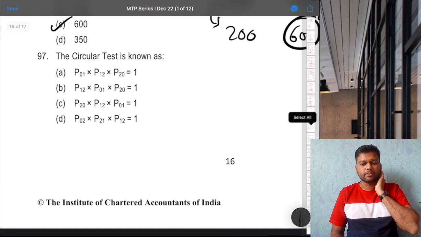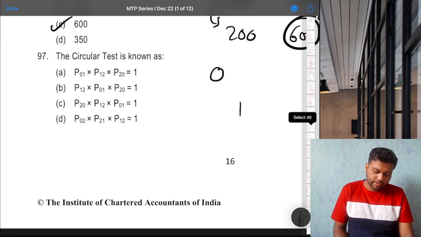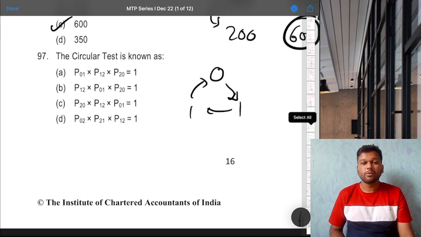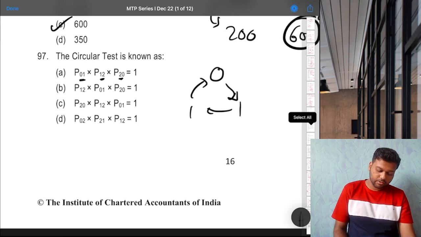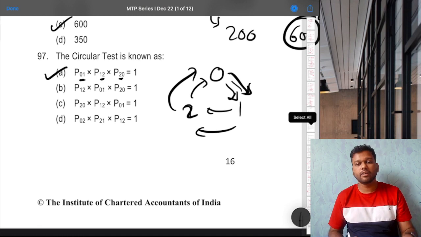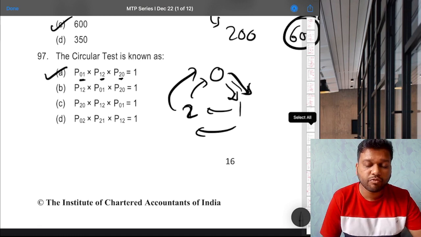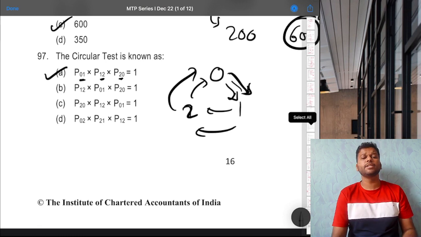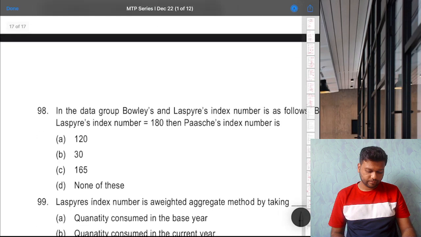Next, 97. Circular test is known as. So in name itself you have the answer. Circular test is what? Year 0, 1, 2, something like this. Circle. Okay. Looks like a triangle, but still. So P01, P12, P20. So A is the correct answer. Product of all those should be equal to 0. This is nothing but change of base. Okay, this is nothing but extension of change of base. So just remember that circular way.